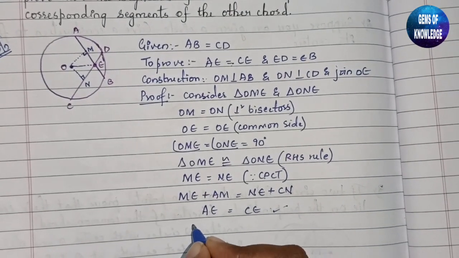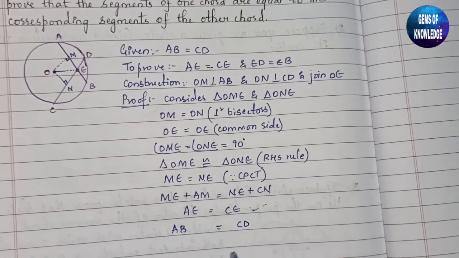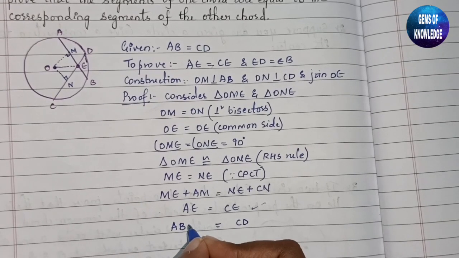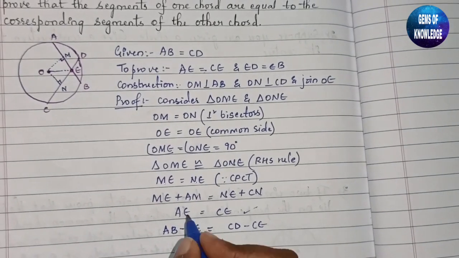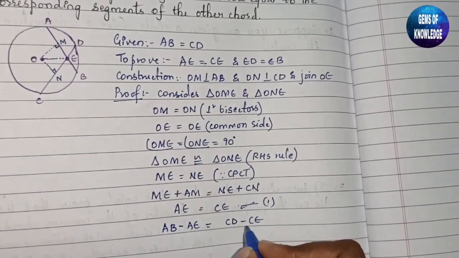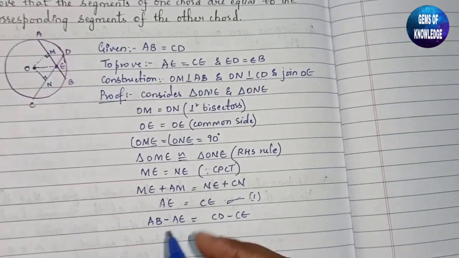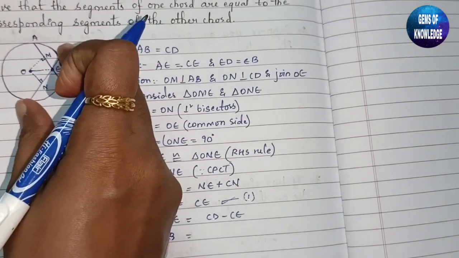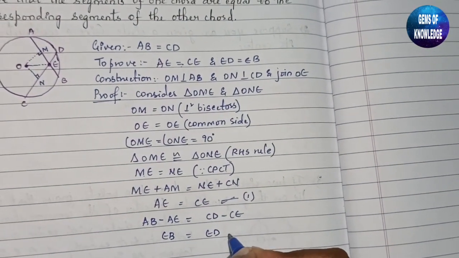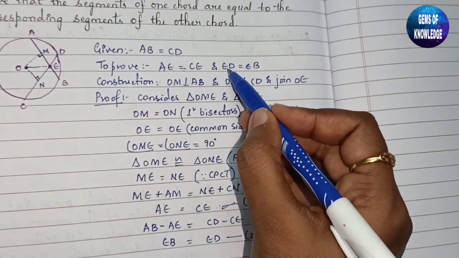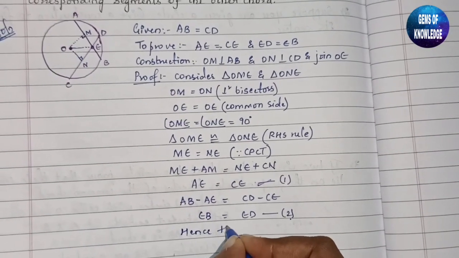So what we will do is, we know that AB is equal to CD, correct? We know that AB is equal to CD, but in AB if we remove AE and here if we remove CE, this one only, equation 1, if we subtract equation 1, in AB if we remove AE, we get EB. And here in case of CD, if we remove CE, we get ED. So this is what we need to prove, that is ED is equal to EB and AE is equal to CE. Hence the proof.